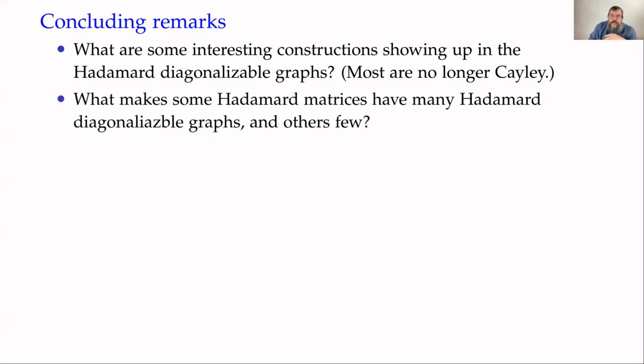Now, you can ask a question about the matrices. Okay, what makes some Hadamard matrices have many Hadamard diagonalizable graphs and others have relatively few? And I have no idea. But the nice thing is you can always say, well, I think this should be an interesting Hadamard matrix. You can find out how many graphs it does.